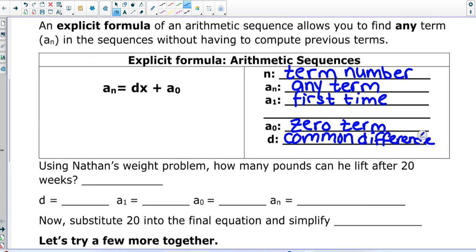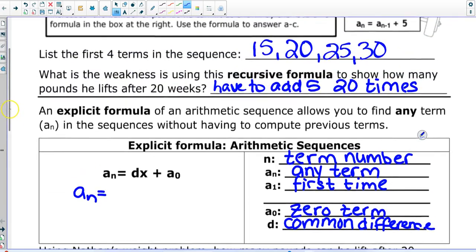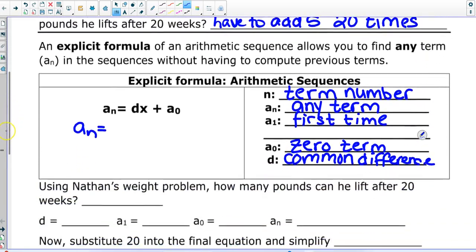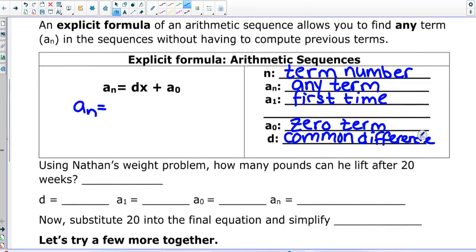So if we take our example from the top and put it into our explicit formula, it's going to be A sub N is equal to D. Let's move back up at our rule. It's telling us to add 5 each time, so D is 5. I know it says X, but we're going to use N because N is here. N plus our A0, okay? Well, we don't know what A0 is yet.